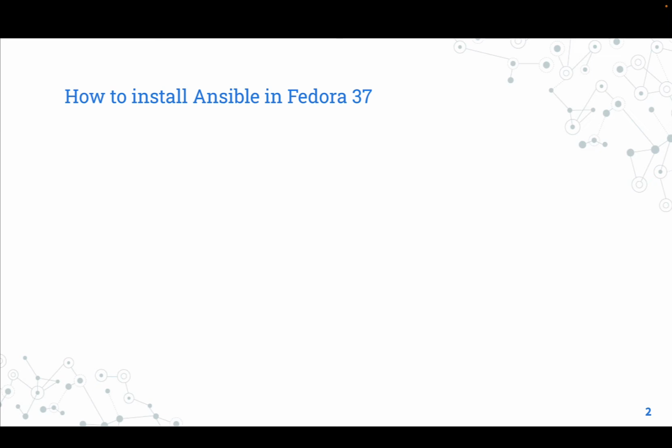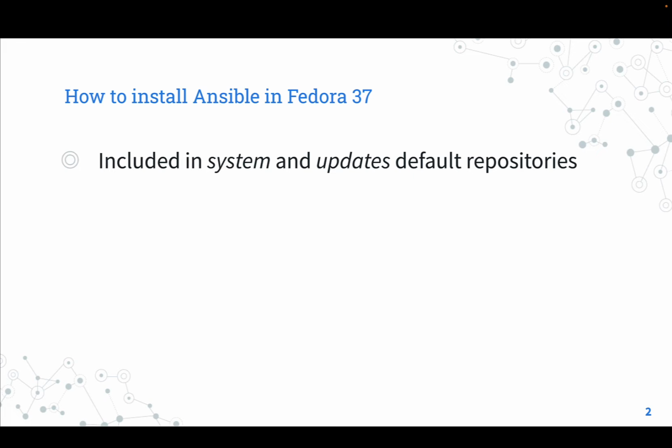So, today we are talking about how to install Ansible in Fedora Linux 37. The good news is that Ansible is included in the default repository, so you can simply install it with your usual package manager, yum and DNF. DNF is the latest version. You can expect the latest version of Ansible in the updated repository.